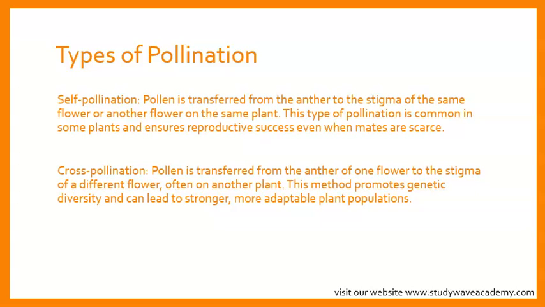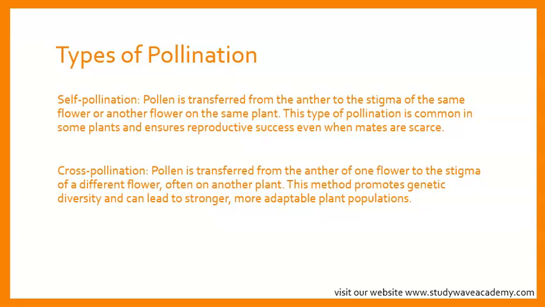Self-pollination: pollen is transferred from the anther to the stigma of the same flower or another flower on the same plant. This type of pollination is common in some plants and ensures reproductive success even when mates are scarce. Do we understand self-pollination?